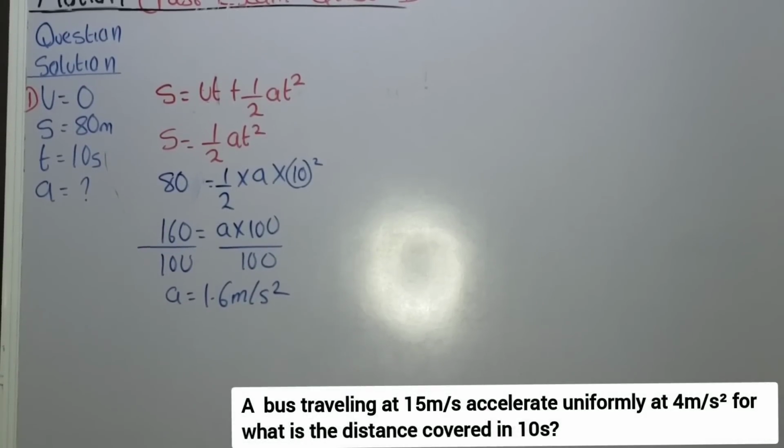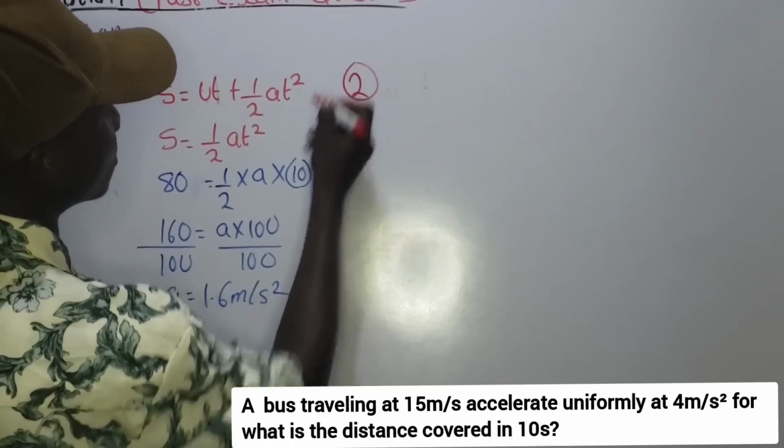A bus traveling at 15 meters per second accelerates uniformly at 4 meters per second squared. What is the distance covered in 10 seconds? Okay, so let's start by writing out the information that we are given in the question.